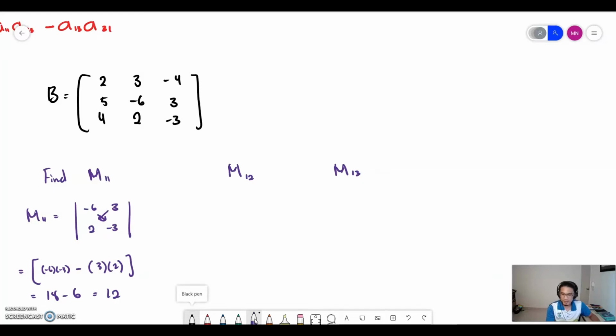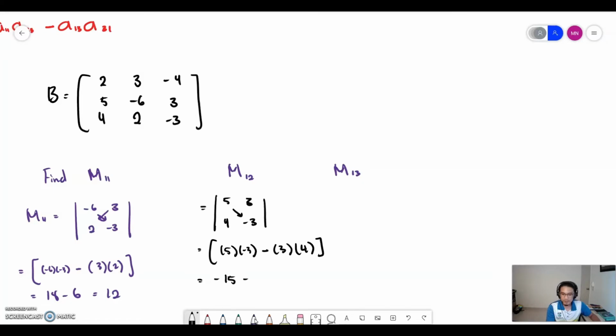Okay, so this is the answer for minor 11. Then for M12, I delete the first row, then I delete the second column. So what is left is 5, 3, 4, and negative 3. Then I do the multiplication: 5 times negative 3, minus 3 times 4. So here will be negative 15 minus 12. So the answer for minor 1, 2 is negative 27.